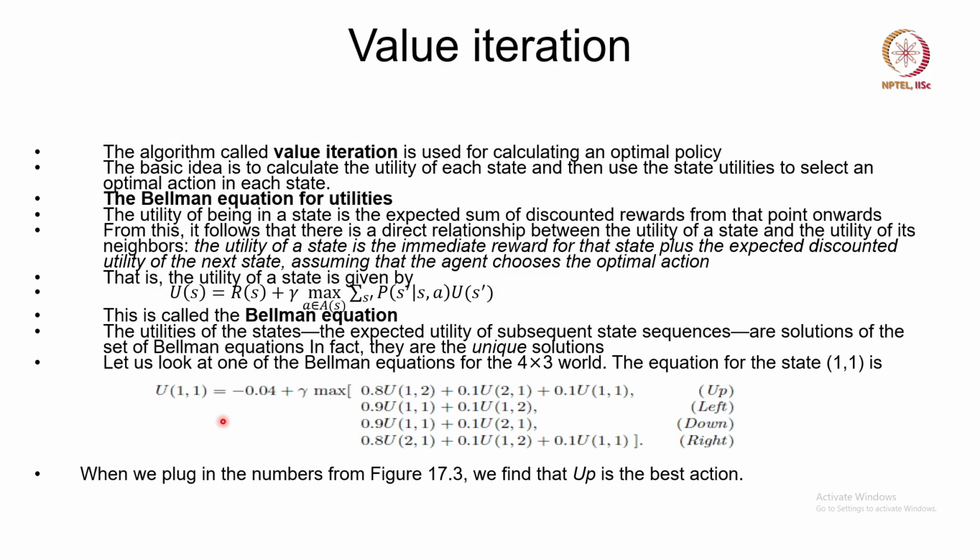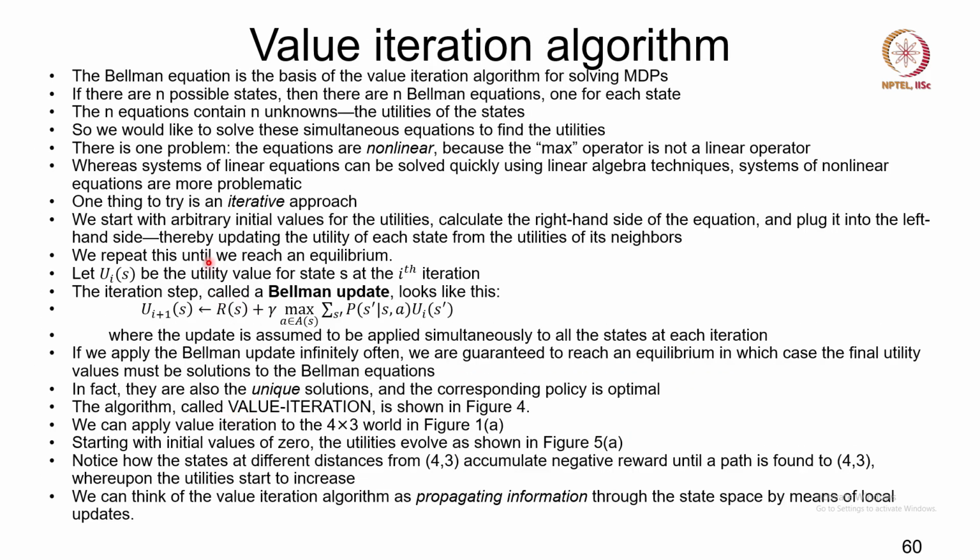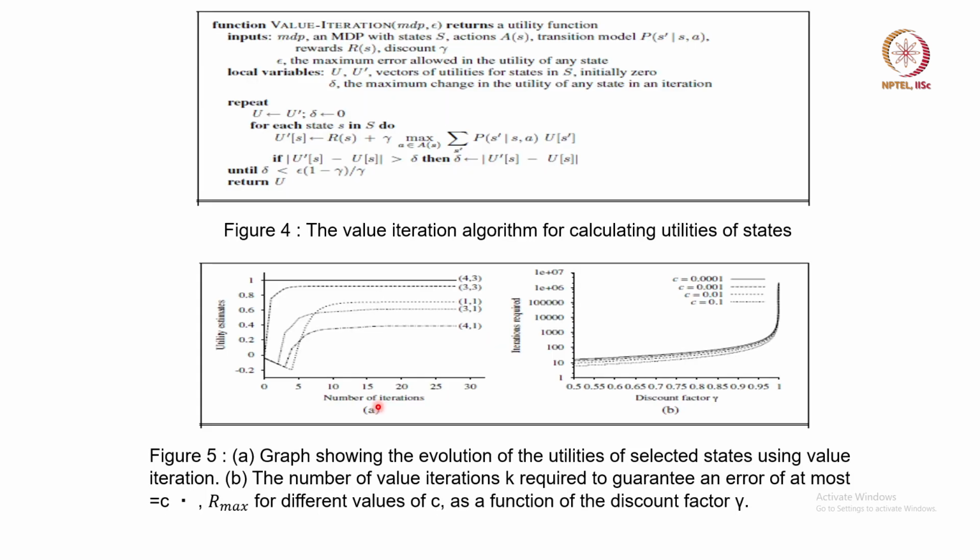So what you are doing is using what is called a Bellman update, which looks like this: U_{i+1} of S is equal to R of S, which is the reward, plus gamma into max of this particular value. So we just saw how you choose what is to be done, and this algorithm is called value iteration. You have it given over here.